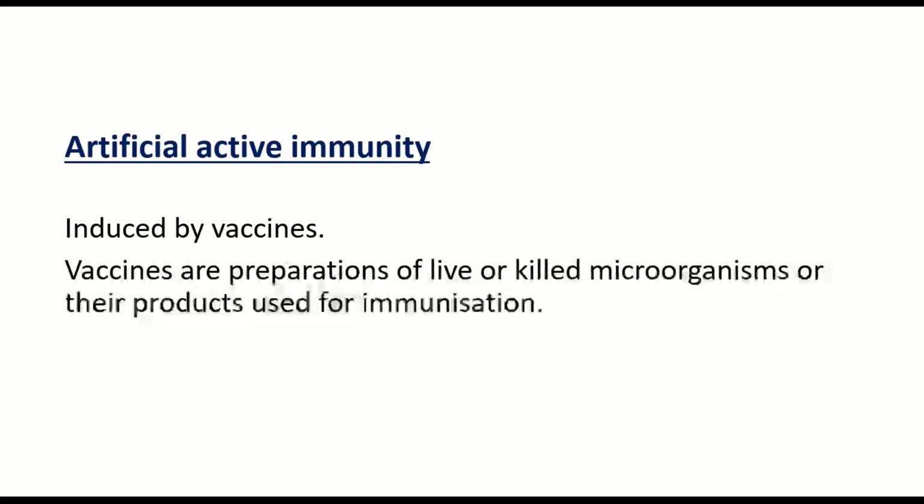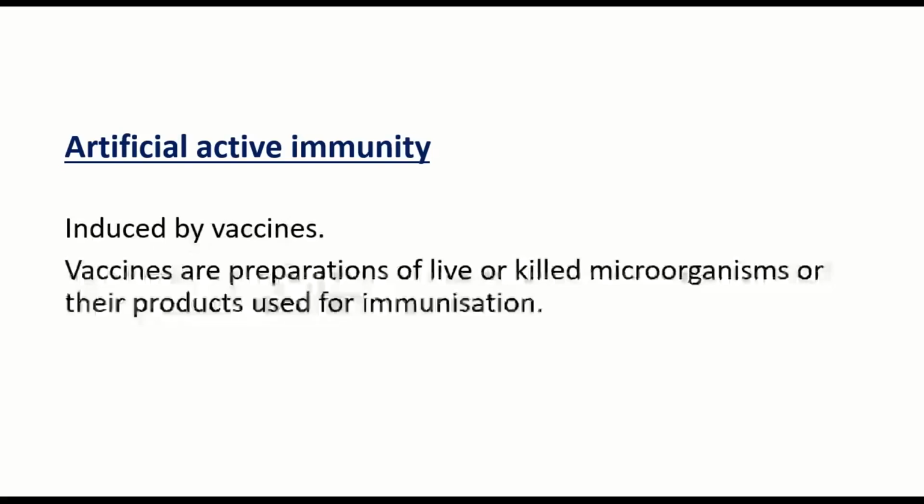What is artificial active immunity? That is induced by vaccines. You know that in active immunity there is active participation of the person or the host. Vaccines are preparations of live attenuated, inactivated or killed microorganisms or their products used for immunization. So what is happening? We inject the inactivated or killed microorganisms into the body, so they cannot create any disorders, but they can induce the formation of antibodies by the active participation or processing by the immune system. So these antibodies will be stored there.